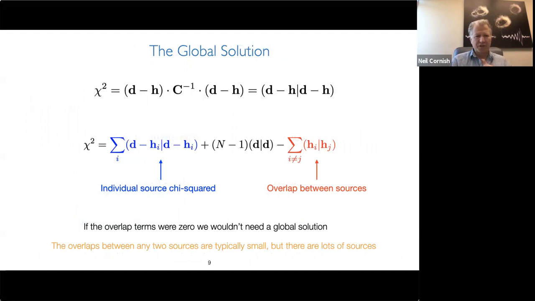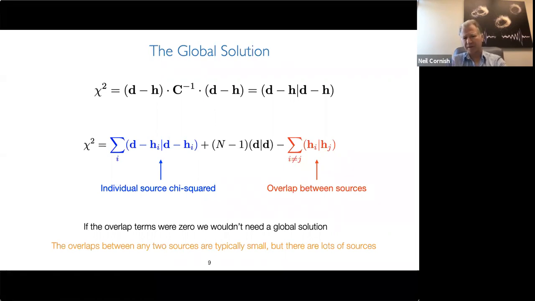Now, this global solution, what was appearing in the numerator of that likelihood was the chi-squared here, where C is the noise correlation matrix. And if you expand that out, the first term is the individual chi-squared for each source. And then you also get a term that involves the overlap between sources. So if that inner product between sources I and J didn't exist, you could just go ahead and work one source at a time, and that would be fine. The answer would come out. But the problem is there are these overlaps.